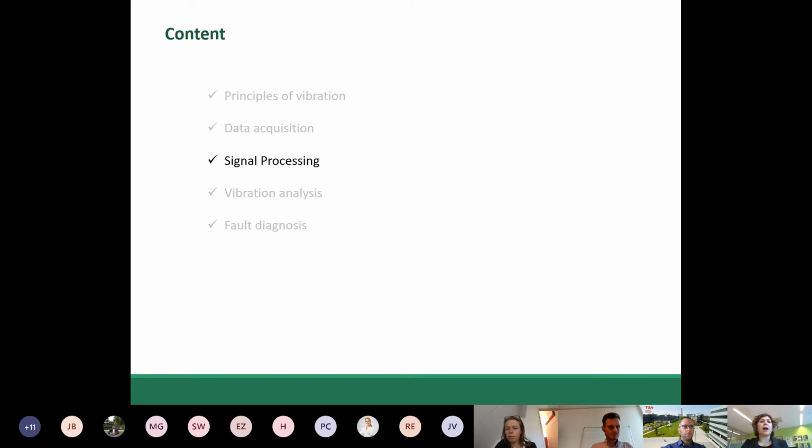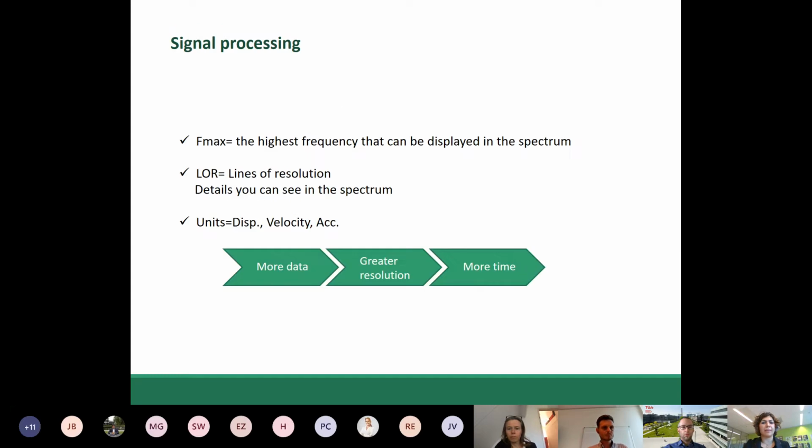Signal processing. I will not explain everything about signal processing. I will just say briefly some important terms in signal processing related to vibration analysis. One thing that we should know for sure is Fmax. Fmax is the highest frequency that can be displayed in the spectrum. If we don't know the Fmax, we may look at a smaller range in the spectrum and probably we will miss some of the faults, because maybe the frequency is not visible in the small range that we are looking at.